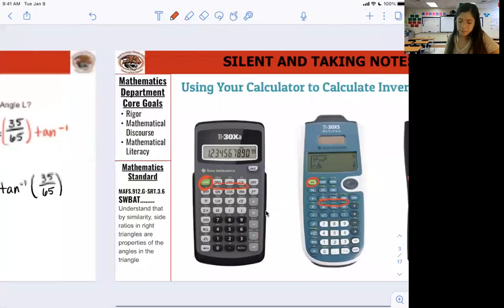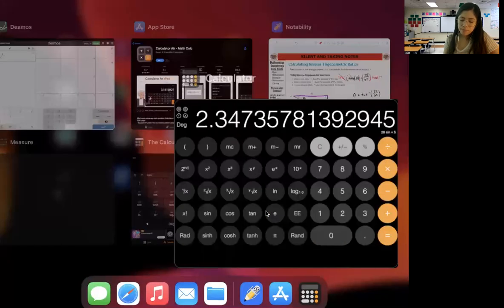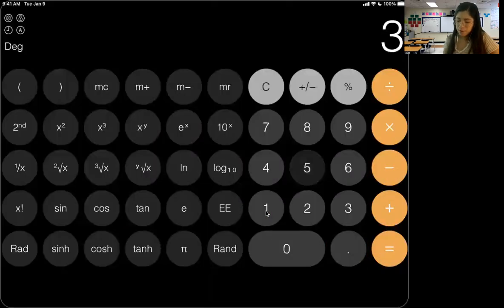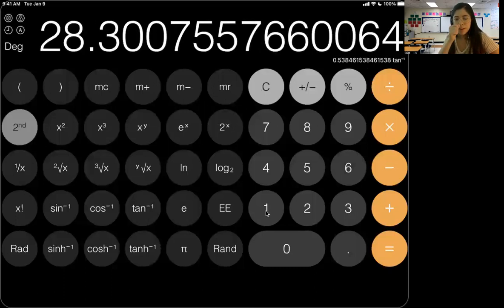On my calculator, I'm doing the inverse tangent of 35 over 65. The first thing I do is 35 over 65, see what that equals, then hit the second button, then the inverse tangent, and I get 28.3. Try it on your own and see if you also get 28.3. We're going to round to the nearest tenth. Always read the question, because the questions will always tell you what to round to.